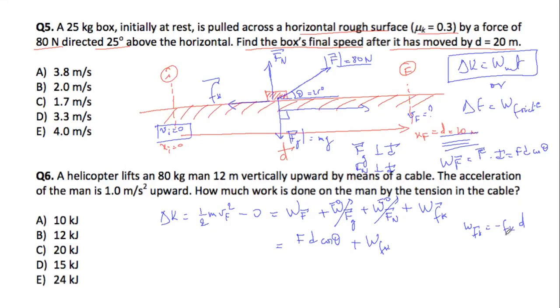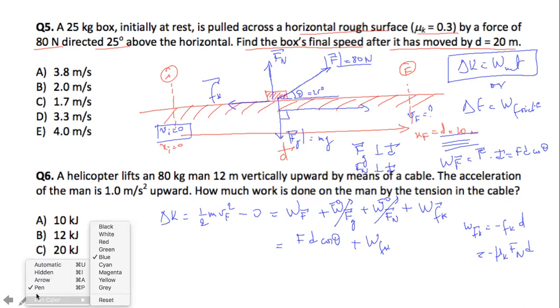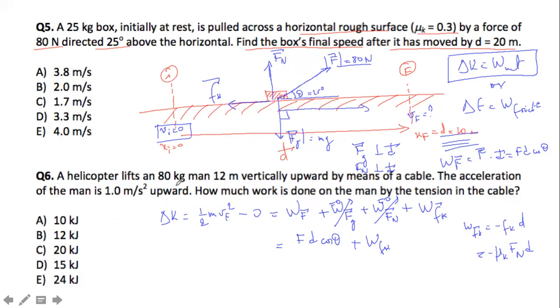You all agree with that? D and Fk are making 180 degrees between them, so the work of friction is minus Fkd. It's minus mu k Fn d. Now what is Fn? Fn is not mg. So here you have to be extremely careful. You use Newton's second law on the y-axis, and if you do that, you find that Fn plus F sine theta is equal to mg. Basically, Fn is mg minus F sine theta.